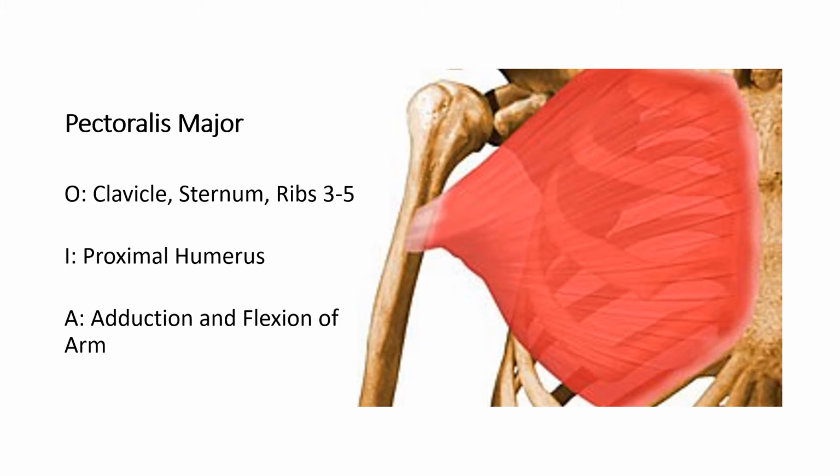I'm going to give you two examples of muscle OIAs from the actual lecture notes and just kind of give you a visual representation of these. The first is going to be pectoralis major. Pectoralis major origin is clavicle, sternum, and ribs 3 through 5. The insertion you can see is on the proximal humerus. Its action is going to be to pull that humerus closer to the point of origin, performing adduction, bringing the arm closer to midline, and flexion, or lifting the arm up anteriorly.